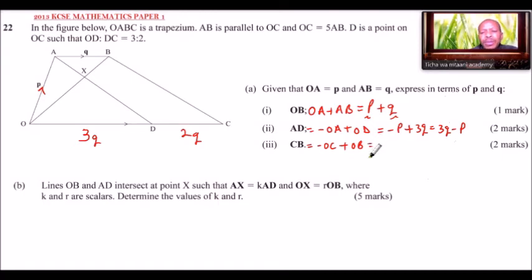So this is equals to, OC is the same as 5Q, so it is minus 5Q. OB, we already expressed it up here, so we can say it is plus P plus Q. So you can put the like terms together, so minus 5Q plus Q will give us minus 4Q. So we can write, we start with P and we say P minus 4Q. So that's how you get the vector CB.